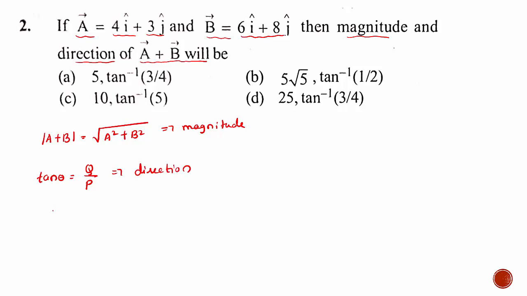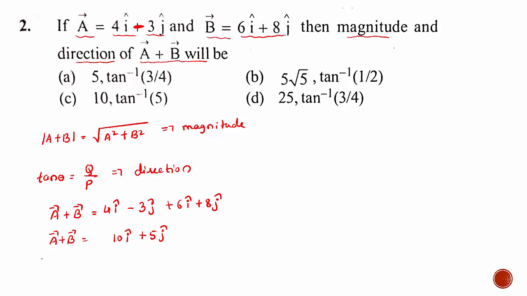So first I am going to find vector A plus vector B. See here there is a correction: 4i cap, this is minus 3j cap. So it is 4i cap minus 3j cap plus 6i cap plus 8j cap. These are the values of vector A and vector B. So 4 plus 6 is 10i cap. Then minus 3 plus 8 gives plus 5j cap. So 10i cap plus 5j cap is the value of vector A plus vector B.